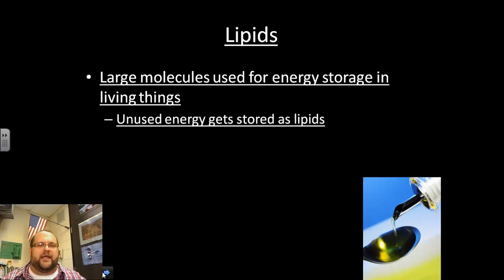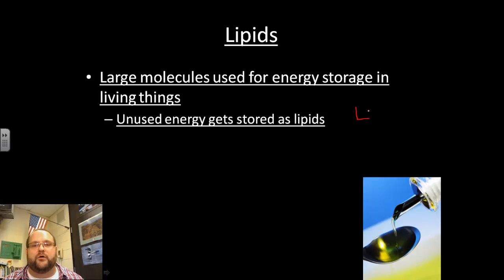Unused energy gets stored as lipids. So if we look at human beings, for instance, we eat a bunch of sugar. And if we don't use that sugar, it first gets stored as glycogen in our liver, and we learned about that last time. Glycogen's a carbohydrate. But then if we don't use that glycogen, eventually we'll just start packing all that energy together into this big, complicated molecule with lots of bonds. It stores lots of energy as a lipid.